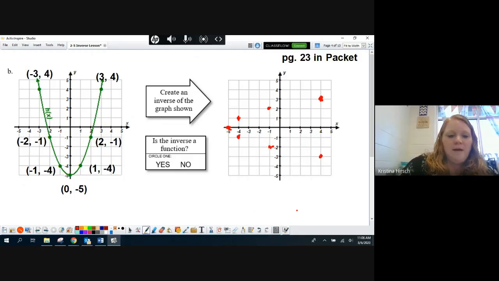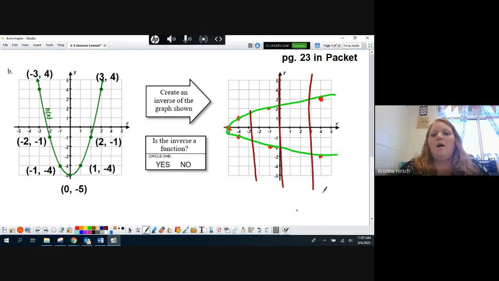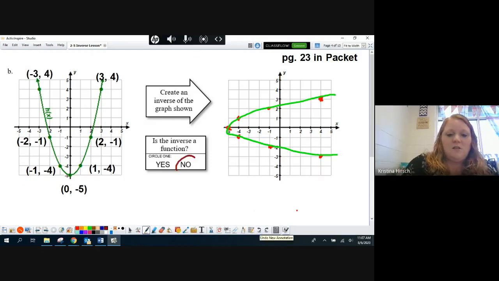All right, and I'm going to do the best I can to draw those points going through each other. It's not the prettiest, but you get the point. So that is the inverse of this original graph. The x's and the y's flipped. However, is that inverse a function? The answer would be no. And the reason why it's no is because it does not pass the vertical line test. So that's why it does not represent a function. So this answer would be no.